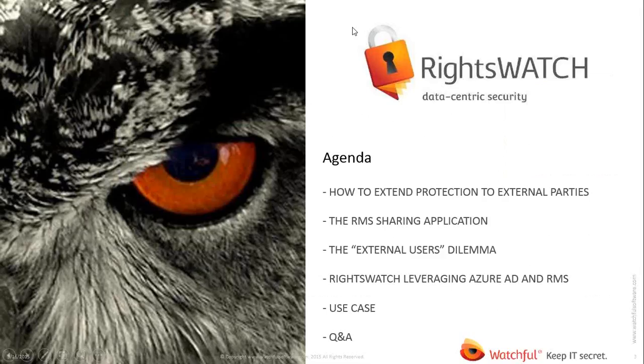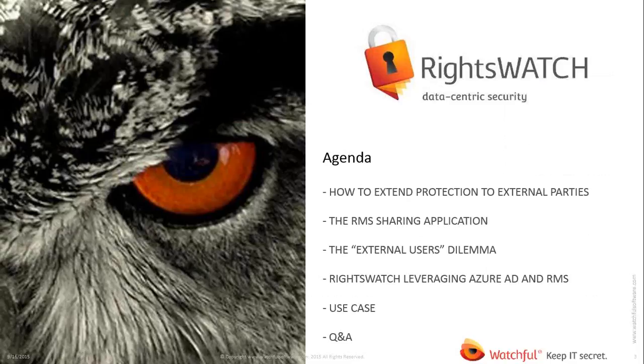So without further ado, what we are to address today, and I promise just a couple of slides, not to extend 30 minutes, is how to extend protection to external parties. Here we'll talk about how Azure AD works and how the Azure Trust Fabric capabilities work and what that means in real life. Then we'll talk a little bit about the RMS sharing application and how it works to allow you to collaborate with those external users.